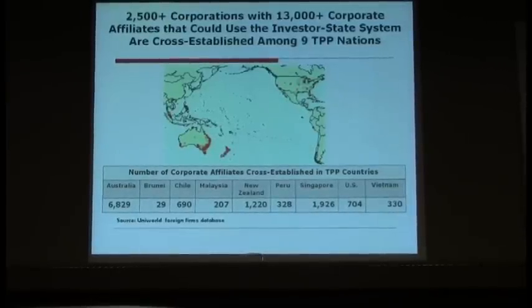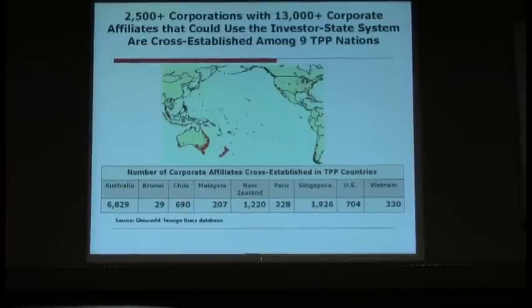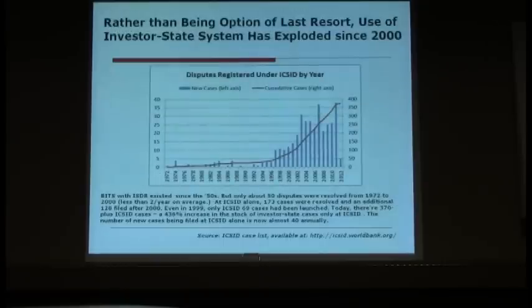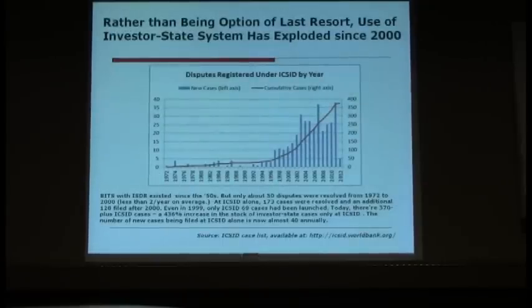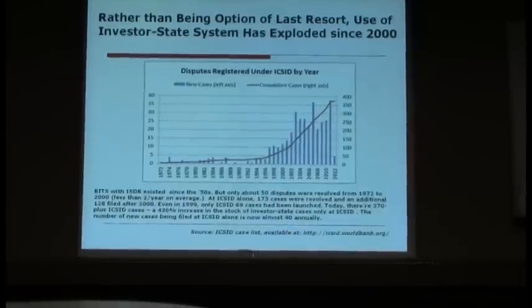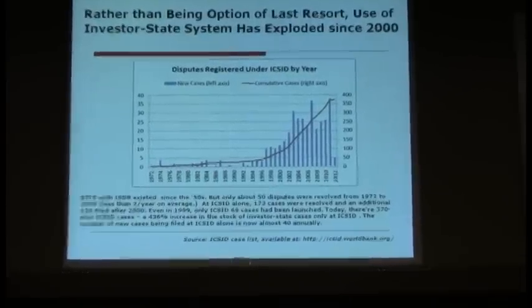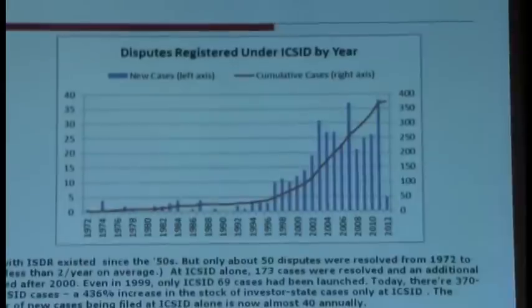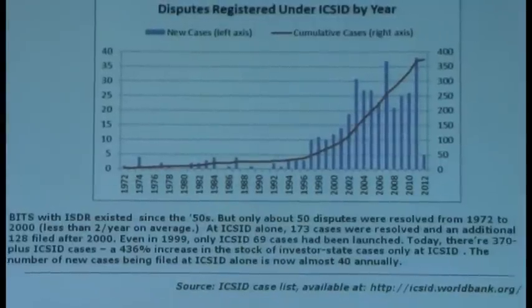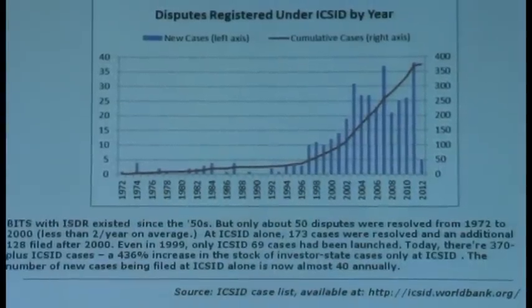So in the U.S. now, there's much more attention because, as you can see, for all of the countries, there are a large number of cross-registered corporations because there are a lot of net capital exporting countries in this partner. As well, the number of uses of this regime by investors has exploded in recent years. So previously it was basically the case of last resort. Nothing else worked, then you went to a tribunal. Now, as everyone knows, investors are using this as a strategy to lobby governments.